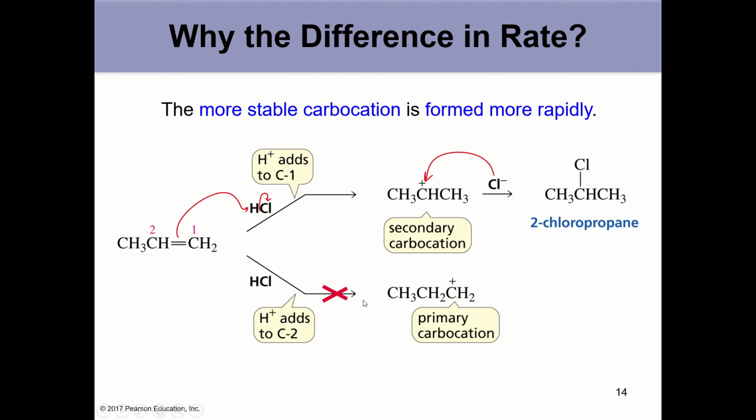But as you know, from our list of carbocation stabilities, primary carbocations are much less stable than secondary carbocations. And so the second reaction option does not occur. The hydrogen is always going to add to the carbon that has more bonds to hydrogens. This will always result in a more substituted cation, or at least a cation of equal substitution.